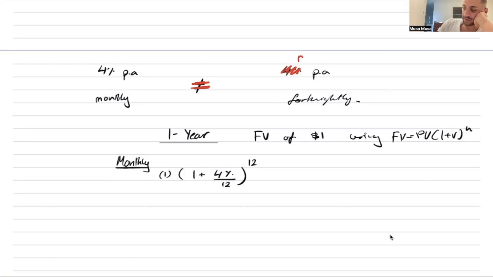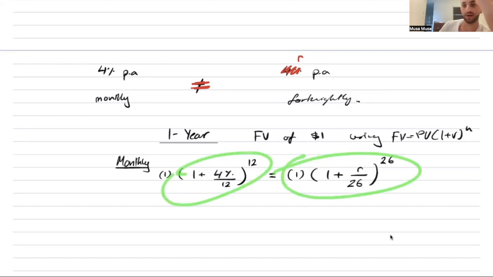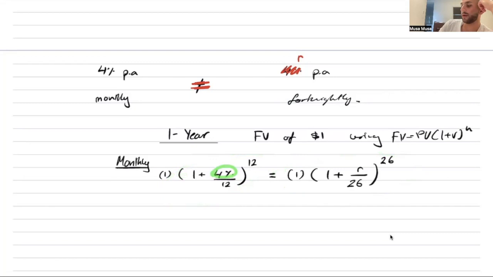Now, what I want to do is say, well, what rate do I need so that it can get compounded fortnightly for 26 fortnights and be the same as 4% compounded monthly for 12 months? So I want to invest $1 and get the same amount. This is how you can find the effective rate, because it's effectively the same thing. It's just one's compounding monthly, one's compounding fortnightly. So what you would then do is try and solve for r.